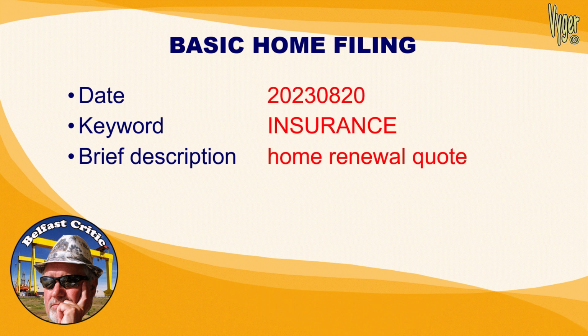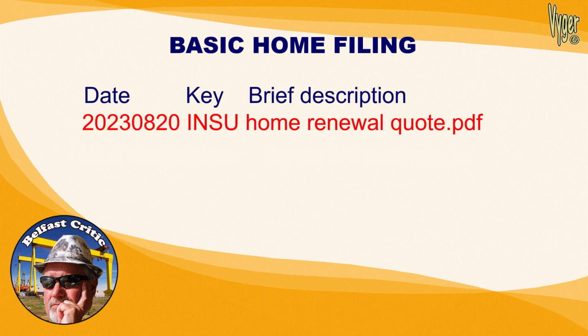Here I have the date in ISO 8601 format, insurance as a keyword, and home renewal quote as the brief description. Might look boring, but that combination of data allows me to quickly search out a document and sort in date order. A 4-letter keyword is usually sufficient for any naming system, so I truncate insurance to the first 4 letters, and the file name ends up looking something like this, except for these spaces.